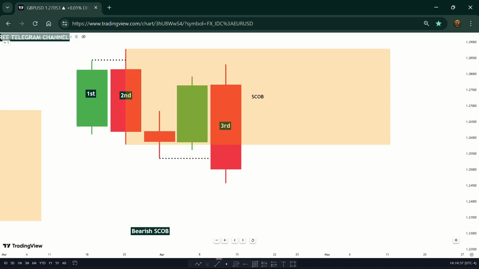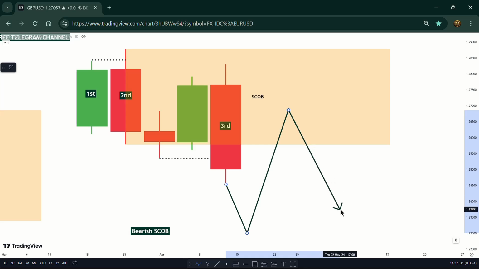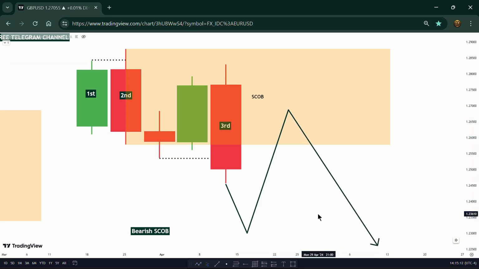Okay, but still you need the market to react to that. Maybe to go down and then come back, react to this single candle order block, and then go to wherever it was going. All right, now let's go to the real chart.